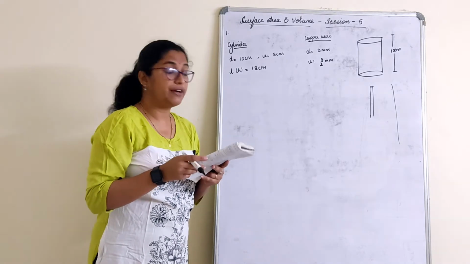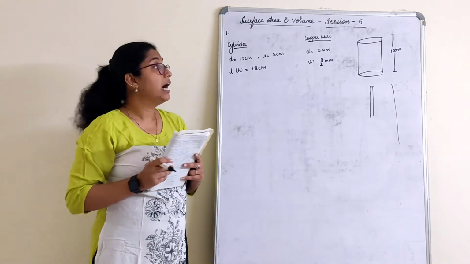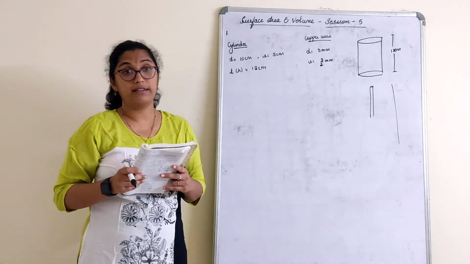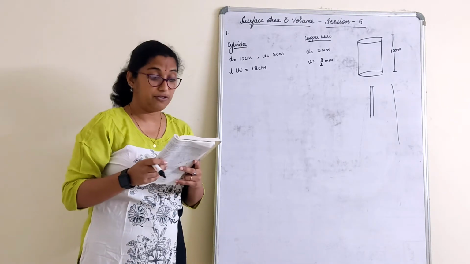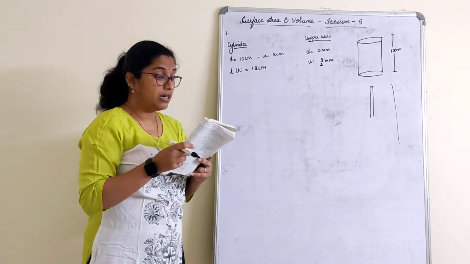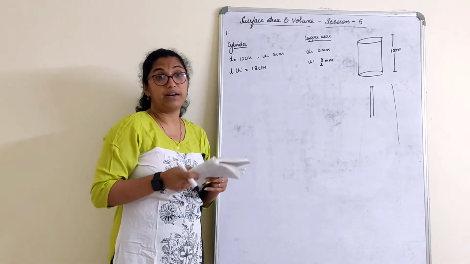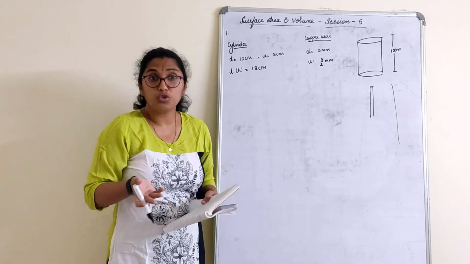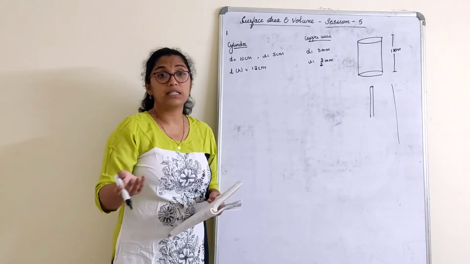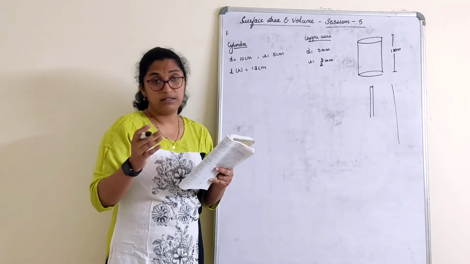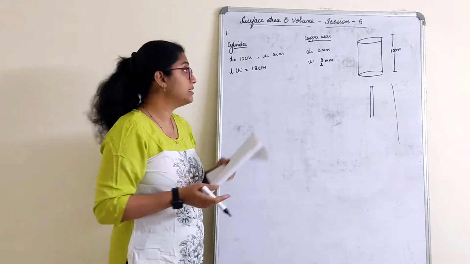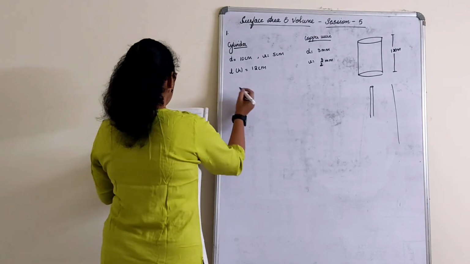Now finally what we have to find: I need to know how much length of the copper wire is required. I should know that first, and apart from that I should also find the mass of the wire. To find the mass of the wire, first I should know the volume, because the mass formula is given by density times volume, right? So let's start with this.